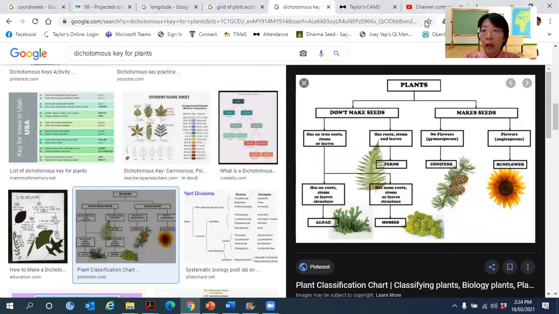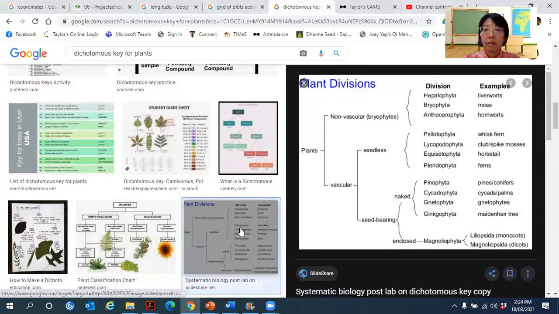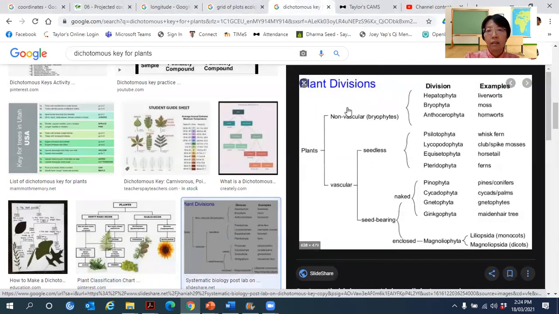For example, I think this is a better example here. You want to find out the division of plant. So you see, is this plant non-vascular or vascular? And if it's vascular, is it seedless or seed-bearing? If it's seed-bearing, is the seed naked or enclosed? So this is an example of a dichotomous key.